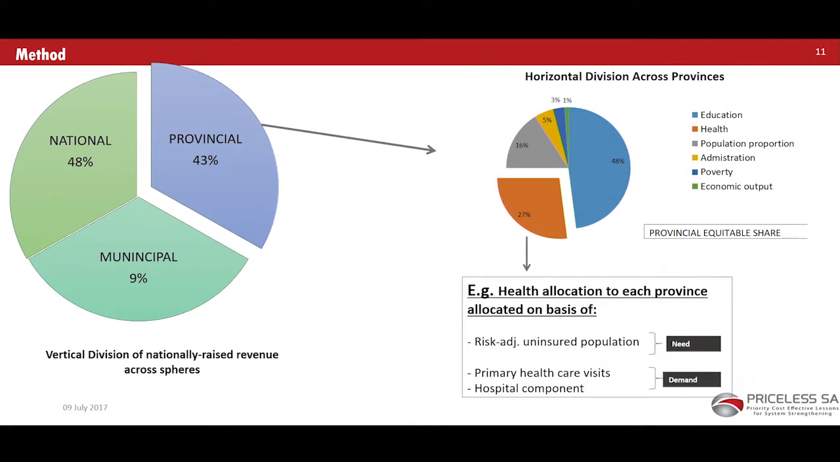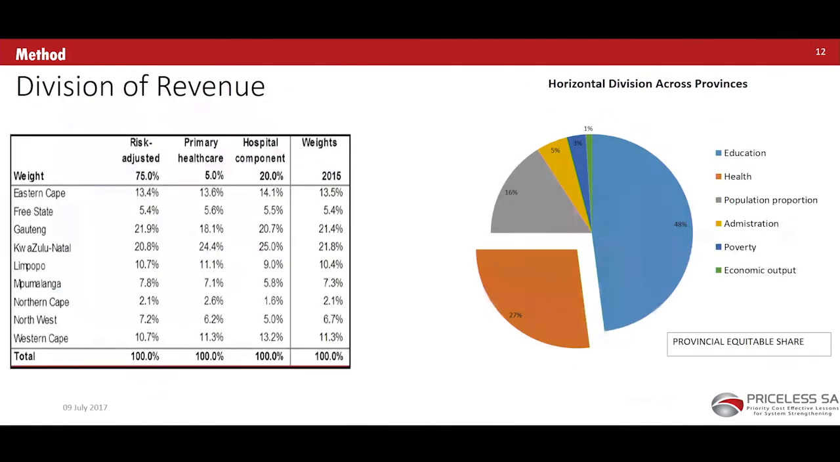So each province gets a share of these components depending on the level of demand and the need for public services within the province. For example, the health allocation is dependent on the proportion of uninsured population adjusted for the risk profile of the population within each province, and also the demand component, which is based on the level of utilization of primary and hospital healthcare services.